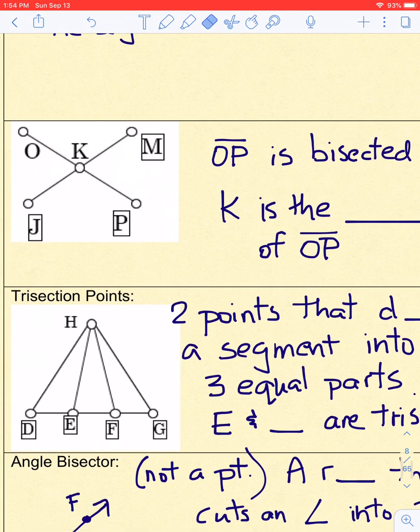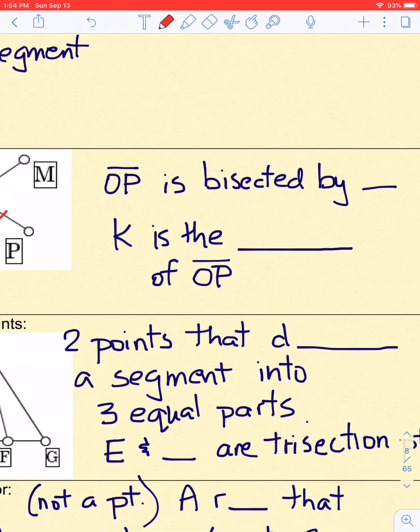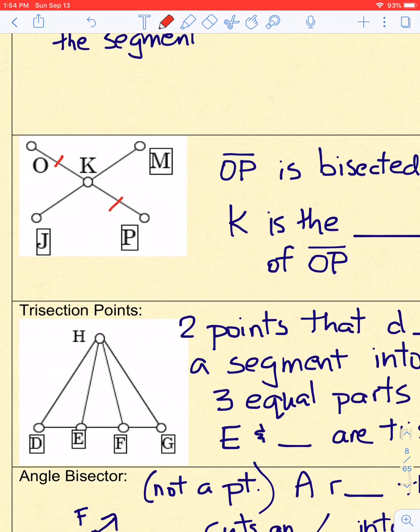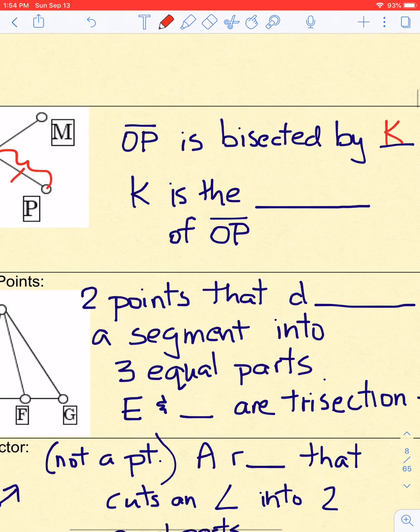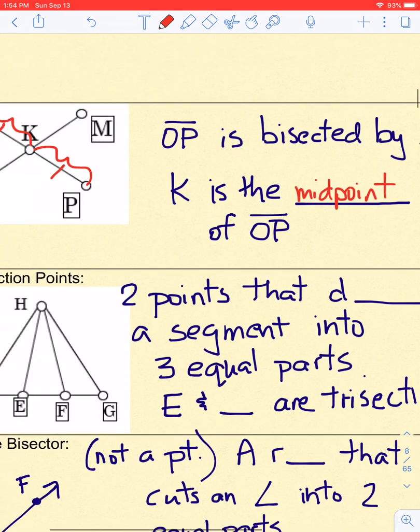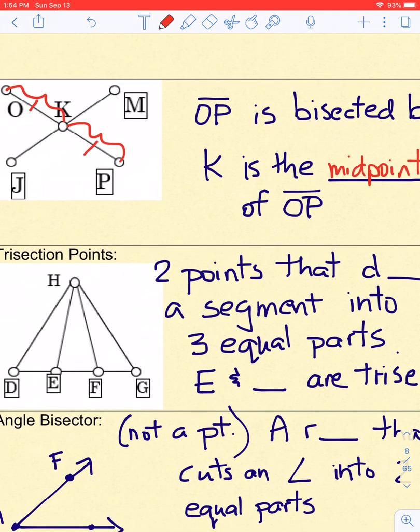And here's a little example. If we take OP and we say it's bisected by K, with two little hash marks, then we know that those distances are the same. And K is the midpoint of OP.